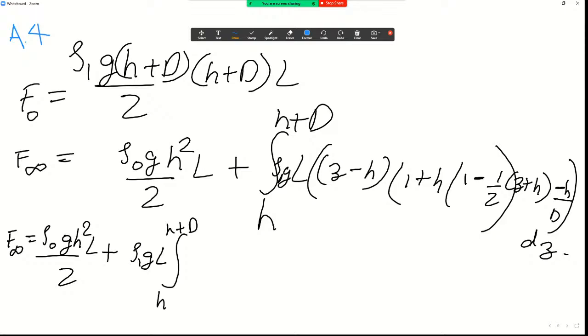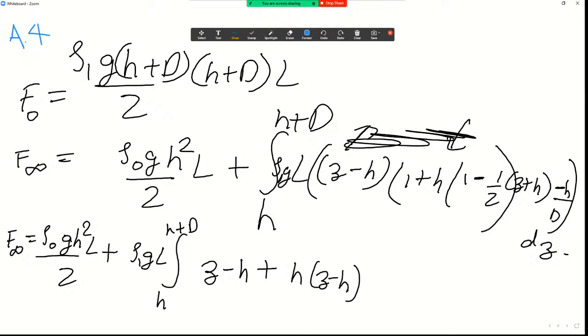Okay, but I think we should differentiate this and integrate this. Or we can, I think, directly multiply so it won't become that complicated. Okay, sure. Z minus H plus H into Z minus H by 2 Z square minus H square minus H Z minus H by D dz.